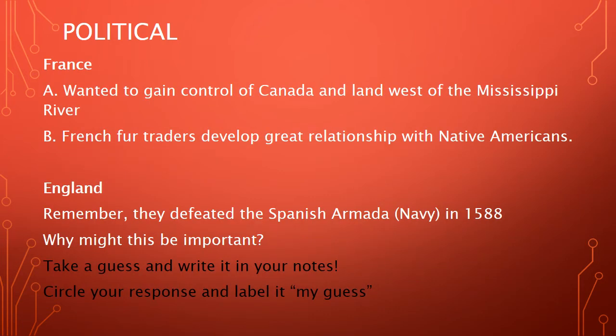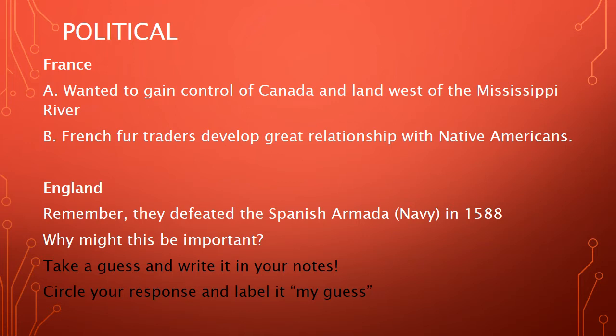All right, France. France wanted to gain control of North America. They wanted Canada, and they wanted all the land west of the Mississippi River, and they got it. All right. The French politically were very, very smart. They knew how to respectfully deal with the Native Americans, and they were fur traders, and they developed a really great relationship with them. All right, and that lasted for years. All right, so good stuff there.